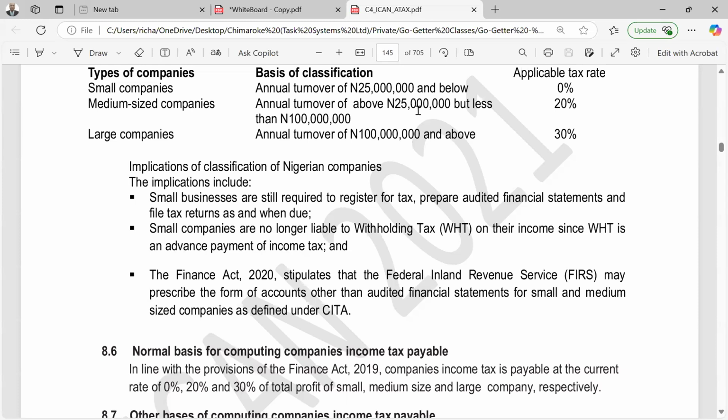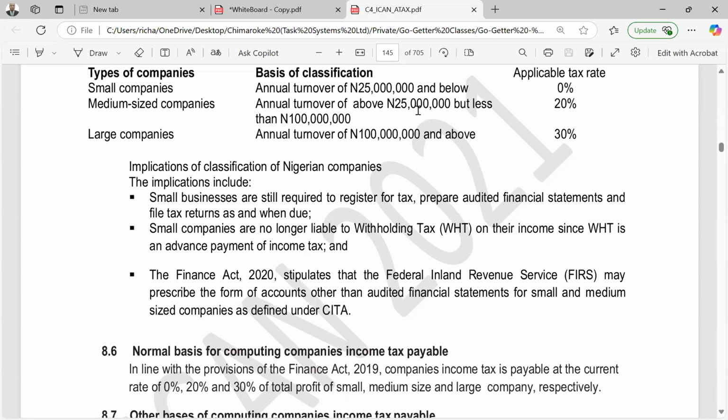Small companies are no longer liable to withholding tax on their income. So normally, a small company is not liable to withholding tax. But in practice, the FIRS still collects from small companies.